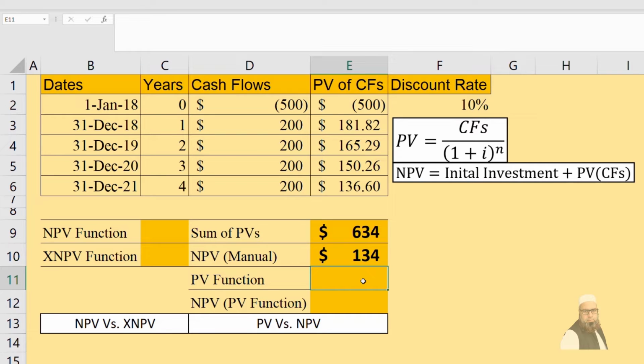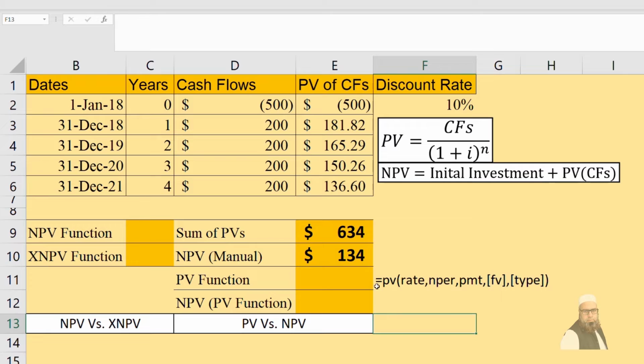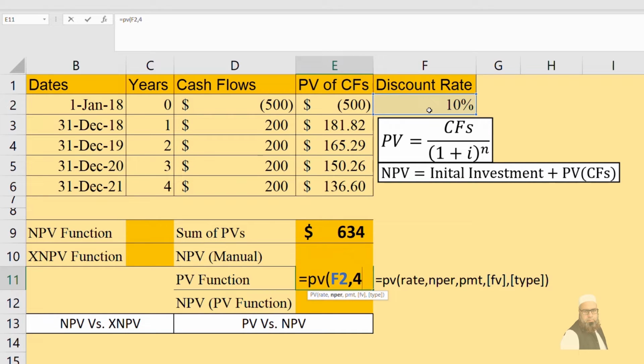We can use the present value function of Microsoft Excel. The present value function is equal to PV(rate, nper, pmt, fv, type). PV is the present value, rate is the interest rate, NPER is the number of payments, and PMT is the payment. FV is the future value, and type is whether the payment is received at the start or end of the period. At this time, the future value and type are irrelevant for us. We will only provide rate, NPER and payment to calculate the present value. So equal to PV, start the parenthesis, rate, that is 10%, NPER is the number of payments, that is 4, and payment $200 on a yearly basis.